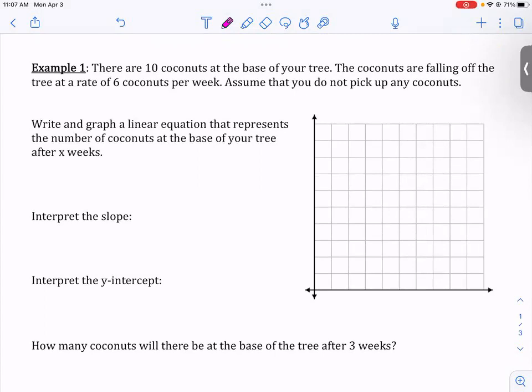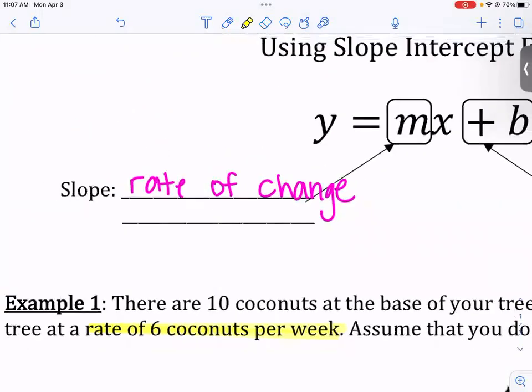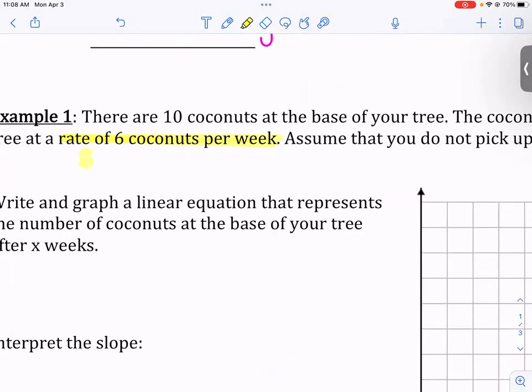Does anybody have a fruit tree in their backyard, like an apple tree or a pear tree? Fruit just falls off the tree. So you have 10 coconuts at the base of your tree, and coconuts are falling off at a rate. Our rate is 6 coconuts per week. What did we talk about our rate was going to be? Whatever rate we have is our slope. So here is our slope.